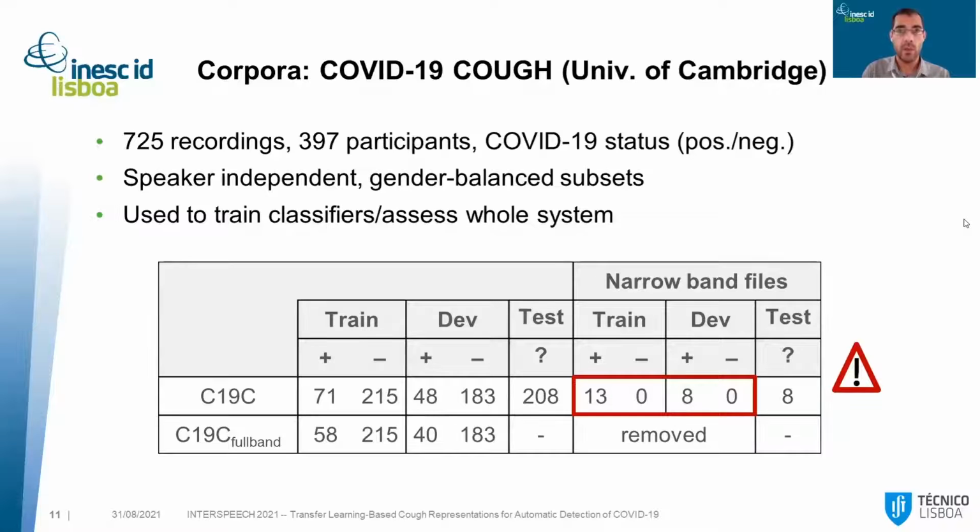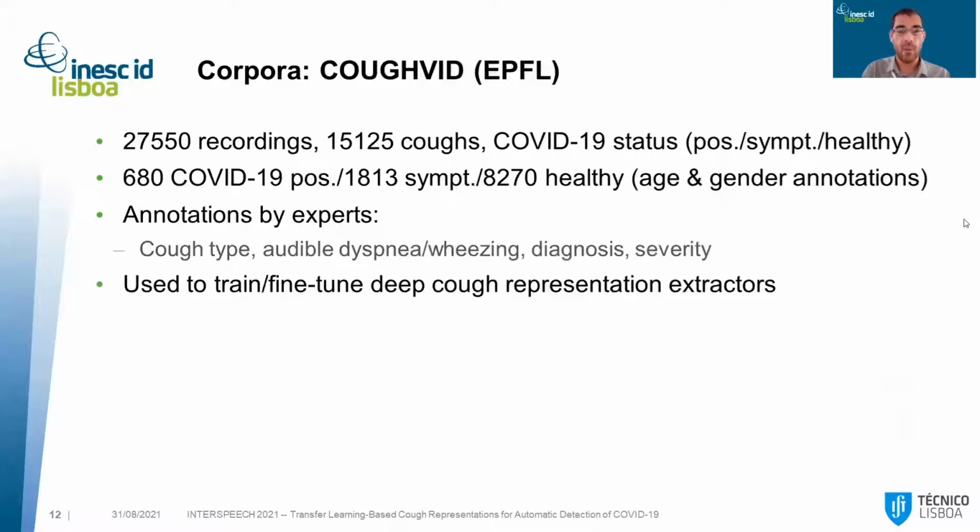Both versions were used to independently train and optimize the COVID-19 classifiers, while just the original test subset was used for the final assessment. Secondly, the COVID corpus by EPFL was used to train and fine-tune the deep cough representation extractors. This is a much larger dataset from which we use the cough recordings with associated self-reported age, gender, and COVID-19 status labels. Also, a smaller portion of the dataset, originally annotated by experts for a number of conditions and diagnosis, was used to train the x-vector embedding extractor.